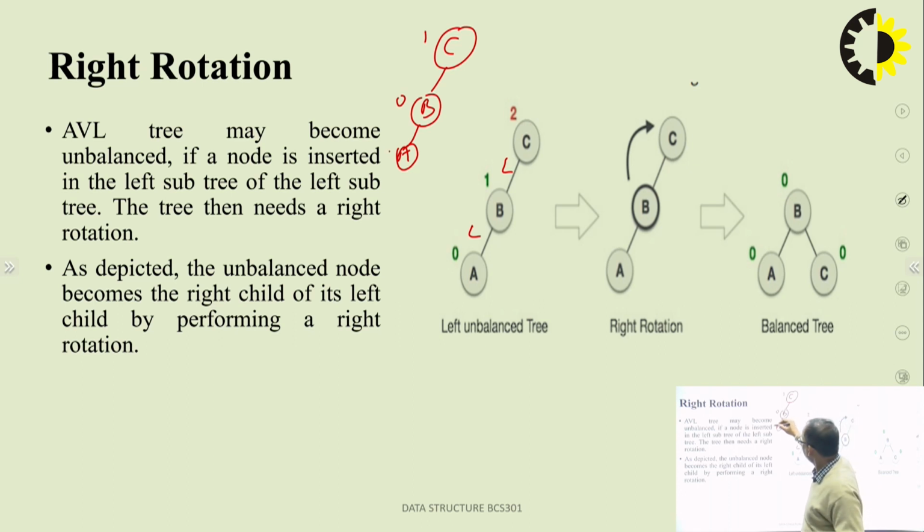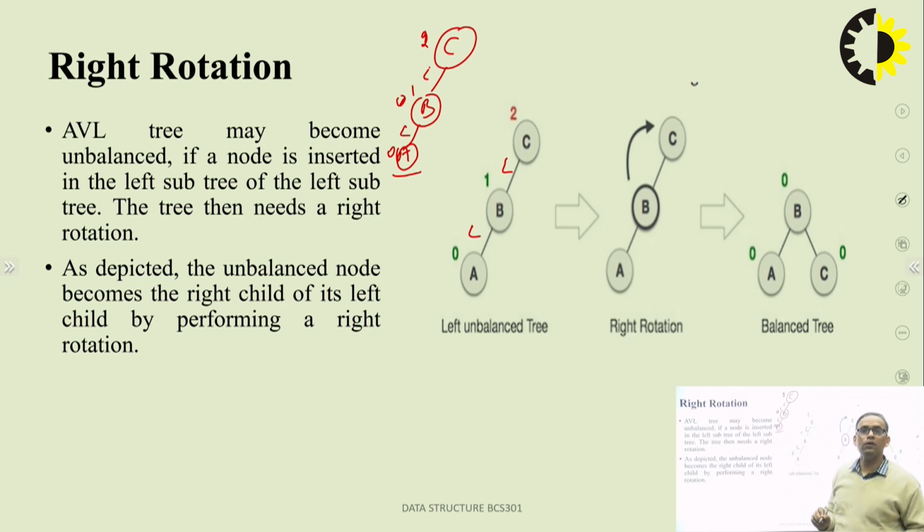Now the balance factor of A is 0, balance factor of B is 1, and balance factor of C is 2, because there is no node in the right direction of C. So this tree becomes unbalanced. This tree becomes unbalanced when we insert a new node A in the left subtree of C. This is C, the left subtree of C consists of B, and we insert node A in the left of B.